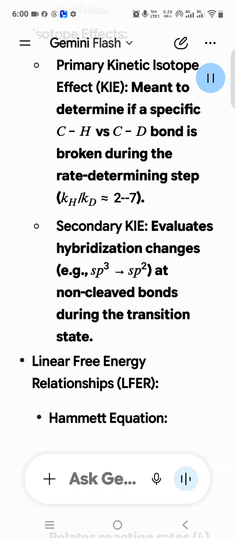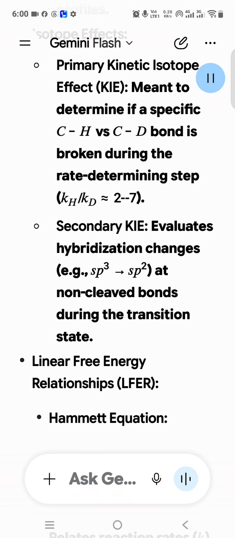Kinetic control produces the product formed fastest, lowest activation energy, delta G‡, favored at lower temperatures and shorter reaction times. Hammond's postulate and energy diagrams. Hammond's postulate states that the transition state of a step resembles the structure of the species, reactant, intermediate, or product, to which it is closest in free energy.